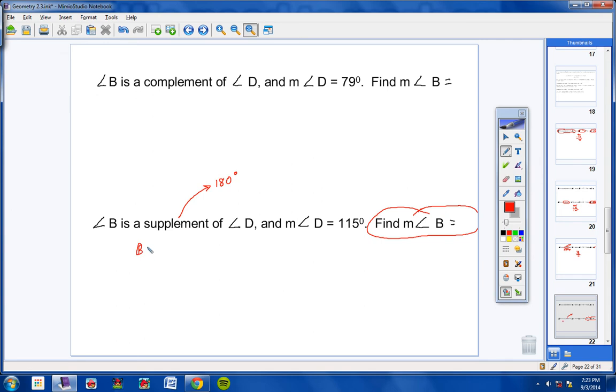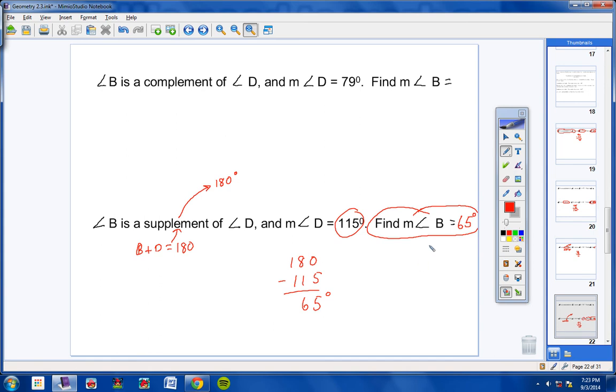We know that angle B plus angle D is going to equal 180. We know that because they're supplements. So one of the angles is 115. So I'm going to take 180 minus 115, and I'm going to get 65 degrees, okay? Because 115 plus 65 is 180. So the measure of angle B would be 65 degrees, okay?